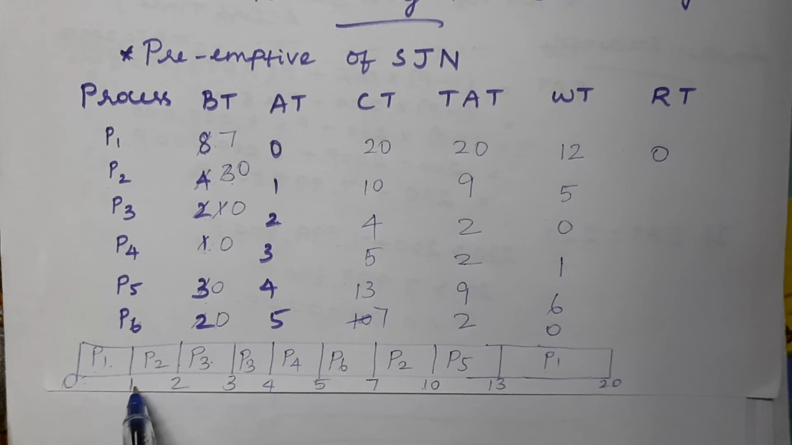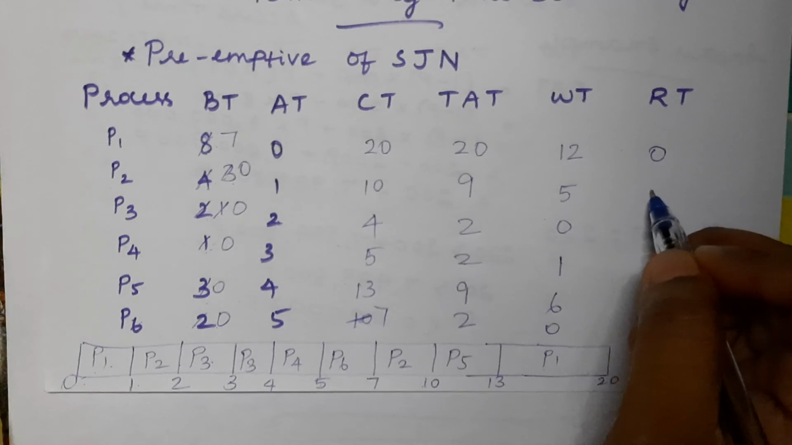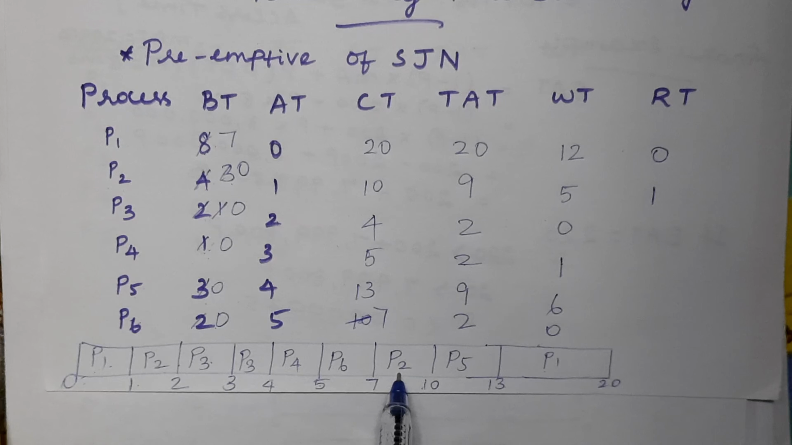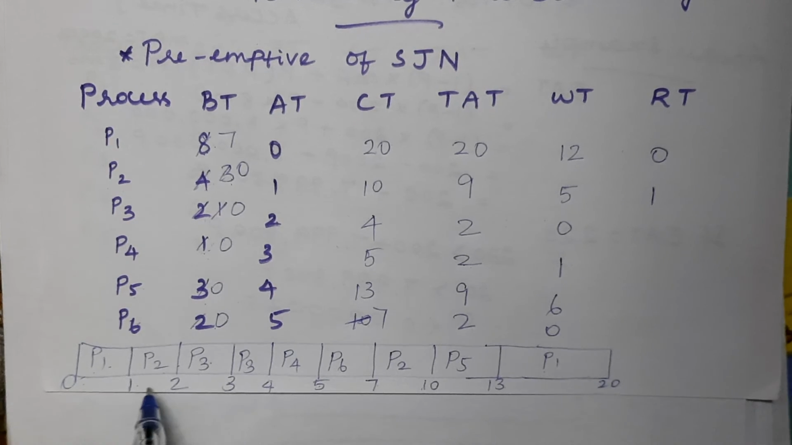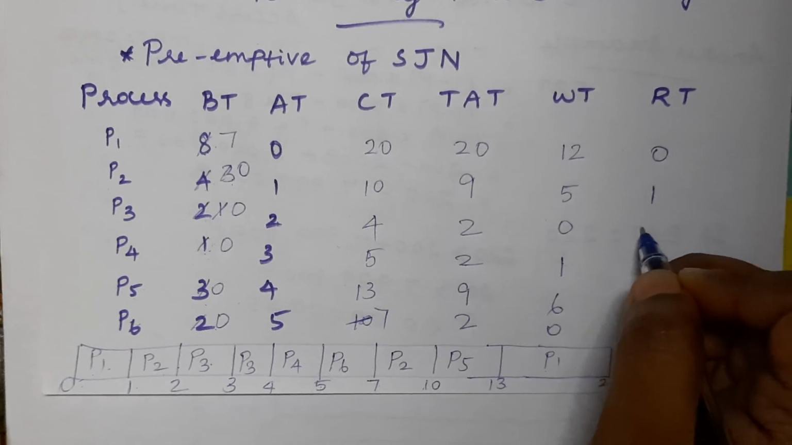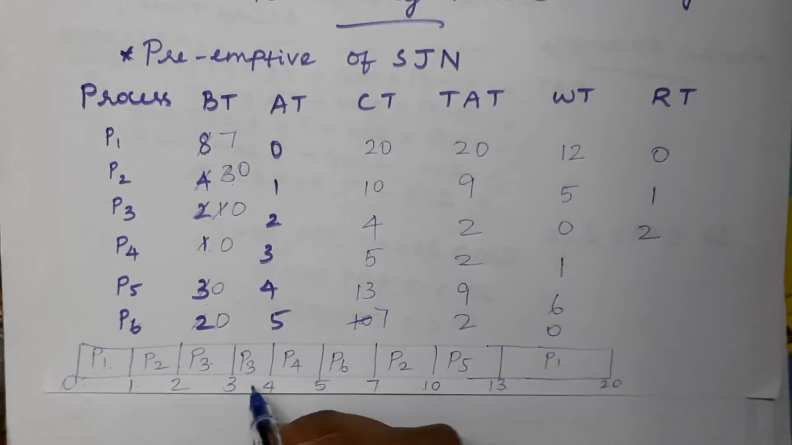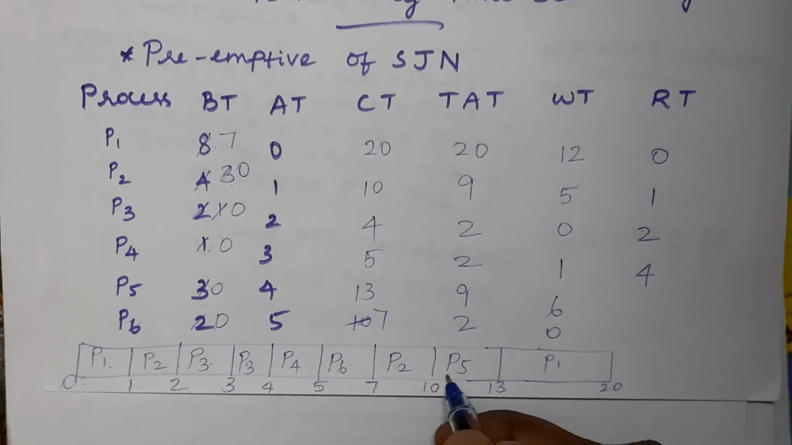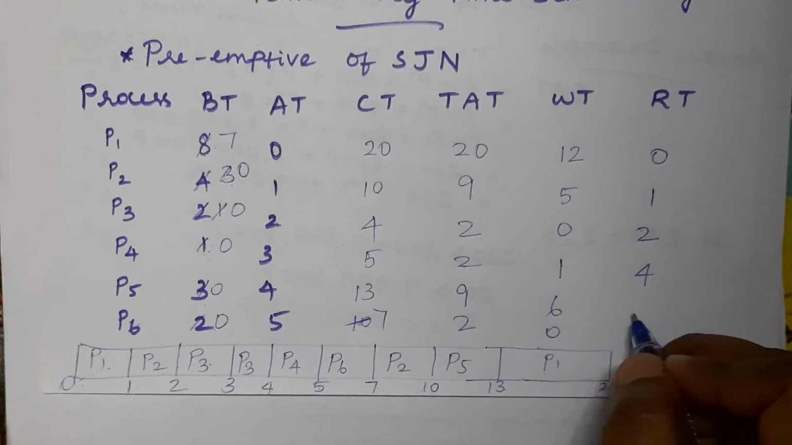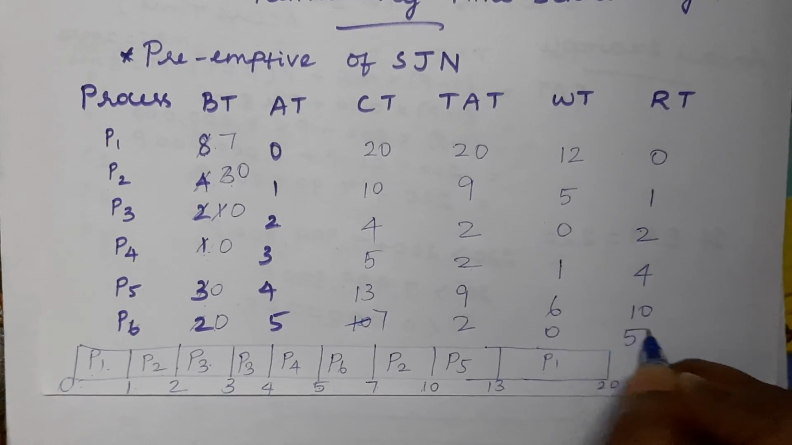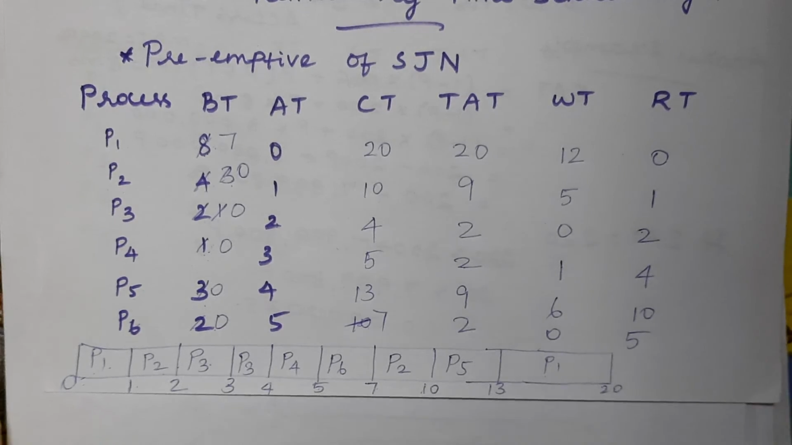And the process P2 has been scheduled first at time 1, that is the response time. P2 has been given the CPU again, but we are not taking that, only where it receives the first response. P3 has been scheduled at time 2 initially, so that is the response time. P4 has been scheduled first at time 4, P5 got the first response at time 10, and P6 got the first response at time 5. So these are all the response times for these processes.